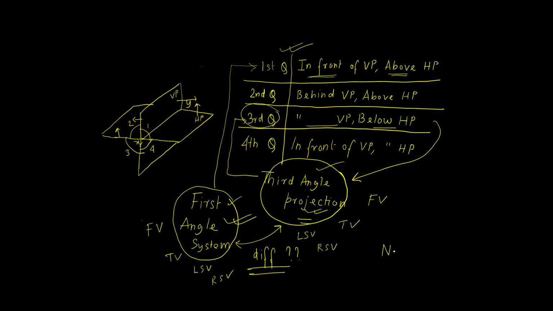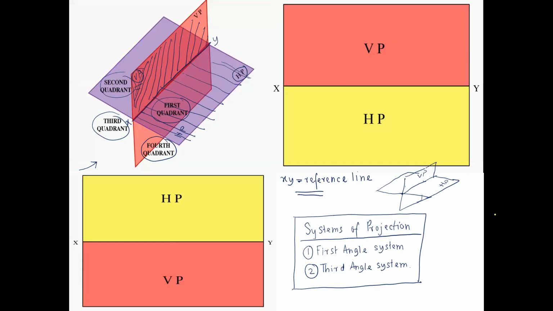The answer is no. There will be no difference in the appearance of the views, in the nature of the views, as long as the object remains the same. There will be no difference in the nature of the views, but the relative positioning of the views will be different. Where the views are positioned with respect to one another in the final solution will be different in the two systems.